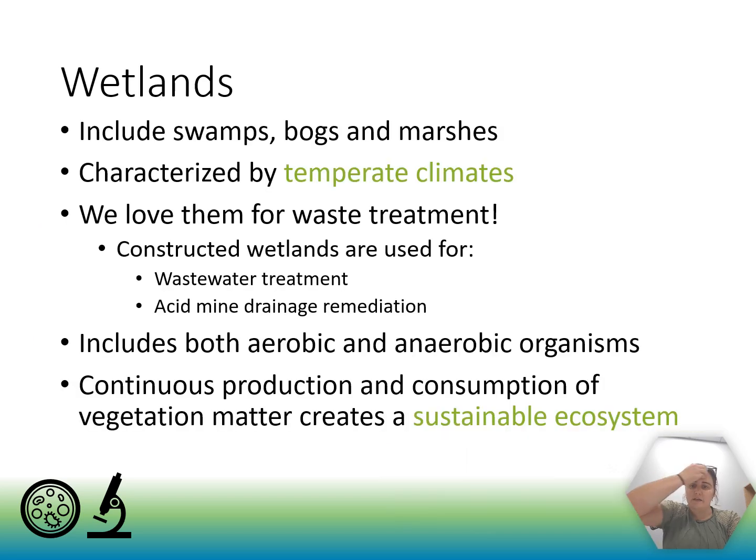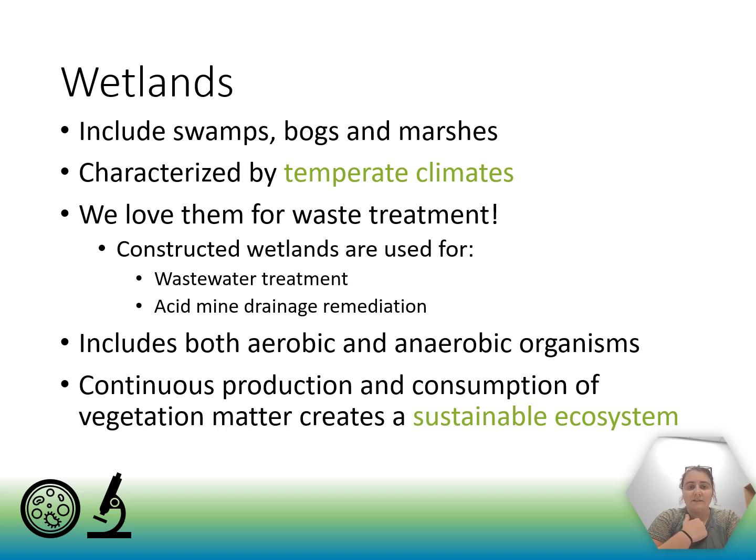And then sometimes instead of the aquifer, we could have a wetland. Wetlands are in areas where we have swamps, bogs, and marshes, and they're normally characterized by temperate climates where the water table is really close to the surface. And we actually really love wetlands for wastewater treatment because they are really, really good at removing nutrients and other components. So we actually use them in wastewater treatment, and they've also been used for acid mine drainage. So they've been used as a remediation technique.